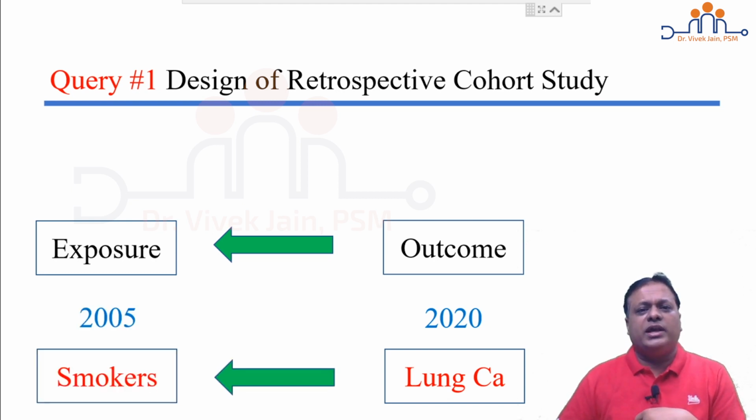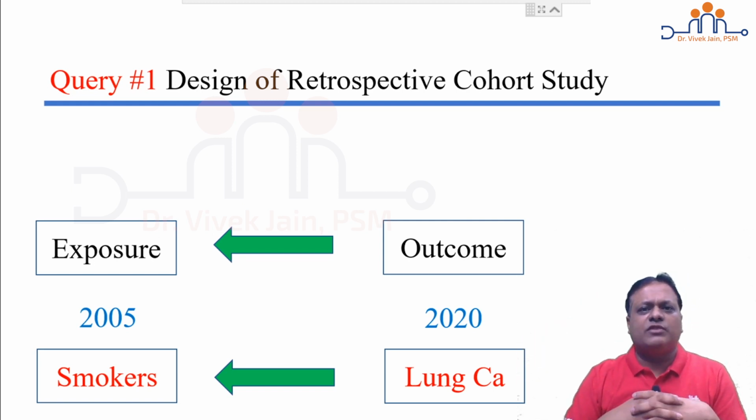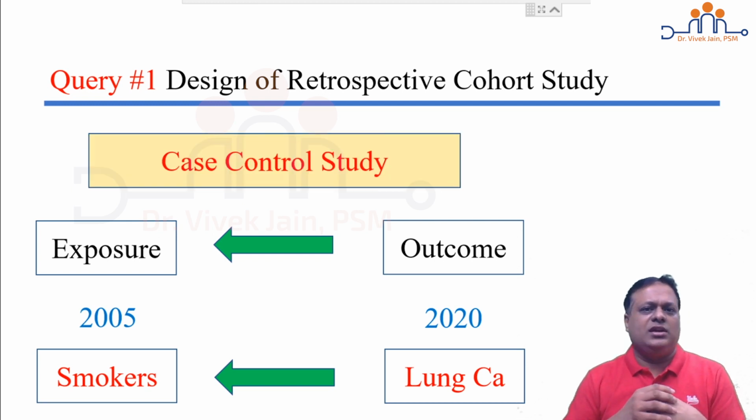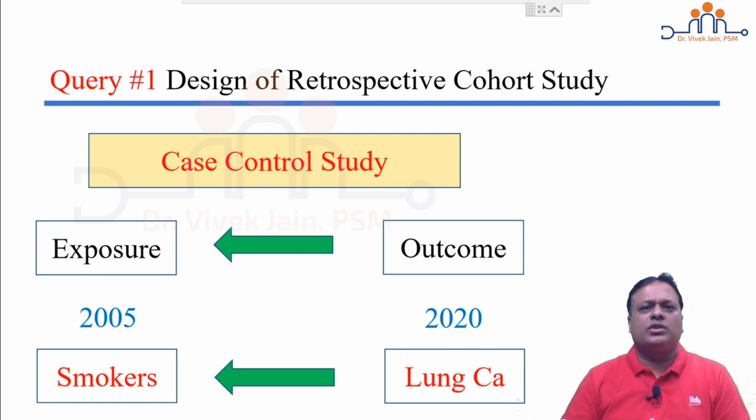Now I go in a backward direction and check for presence of exposure 15 years back. How I can check? This is by simply asking the history. So if you see very carefully, we are starting this study today with disease lung cancer. Then I am going backward in time 15 years to check for presence of exposure or the risk factor, that is smoking. This backward looking study, or retrospective design, is known as case control study. Now, case control study, if you see, will be very fast. Why? I am taking lung cancers today. Then I'm going backward in time and asking history of smoking or the risk factor.